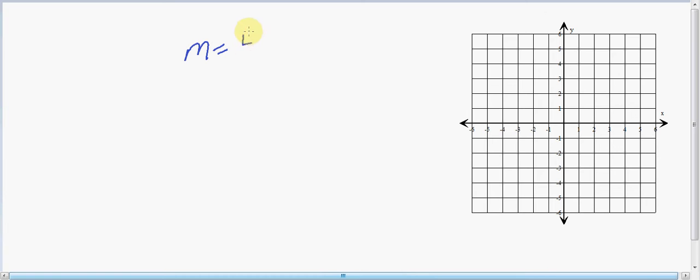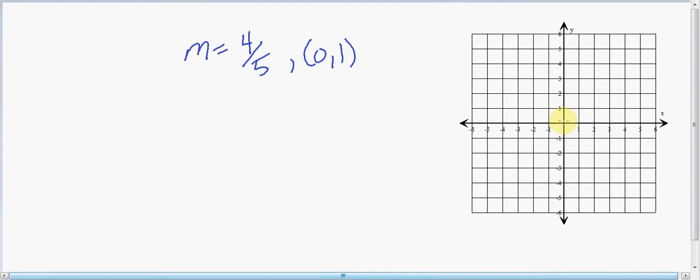over 5 and it goes through the point 0, 1. So we're given a slope and a point on the line. So what we want to do here is first graph the point.